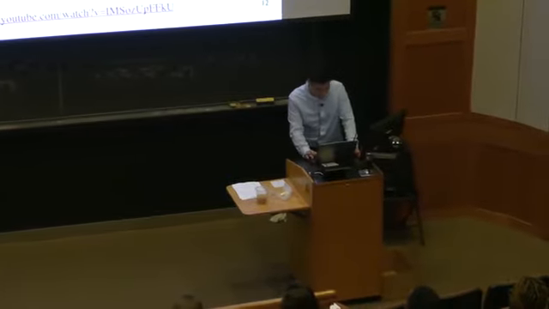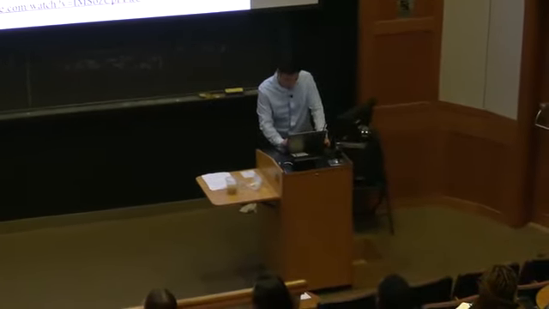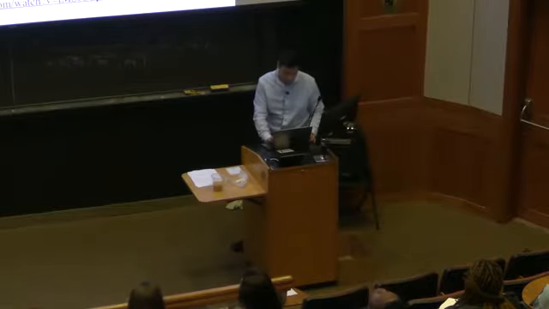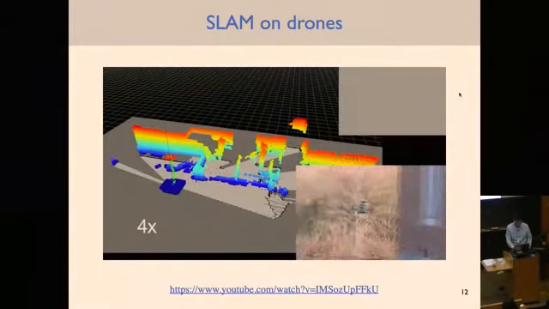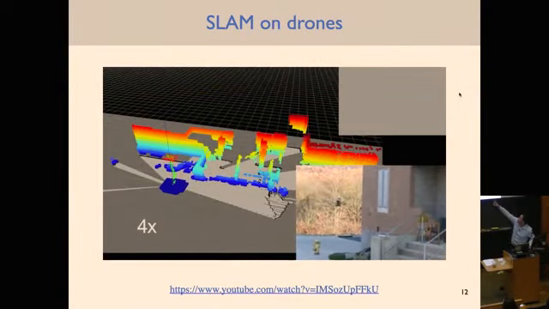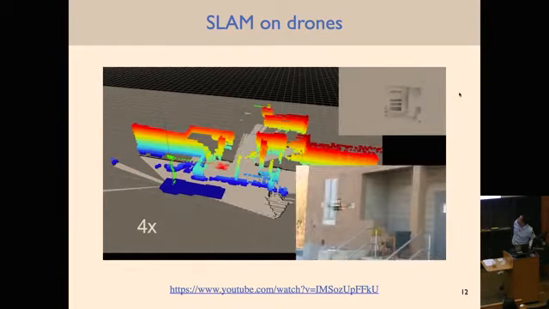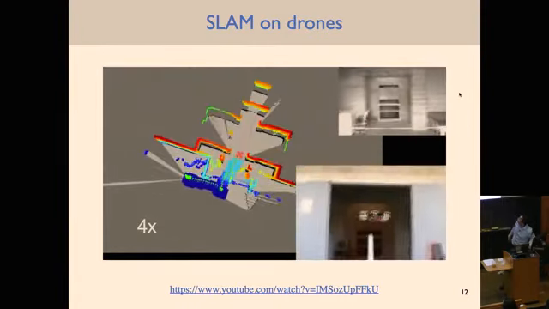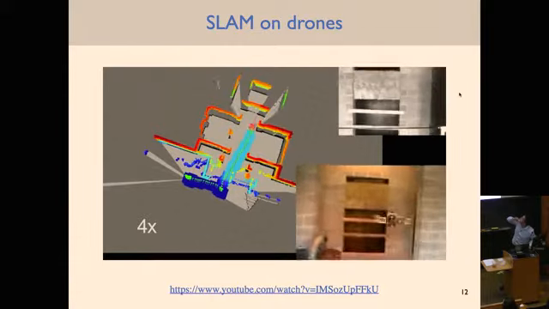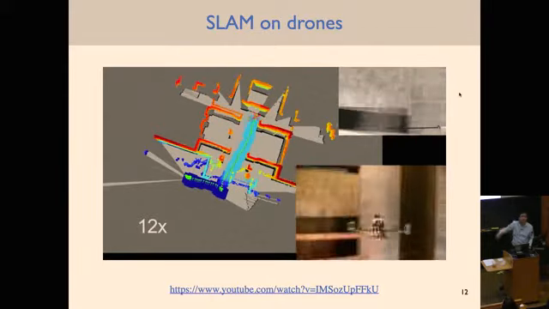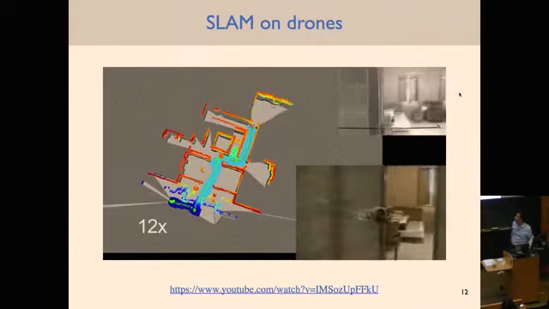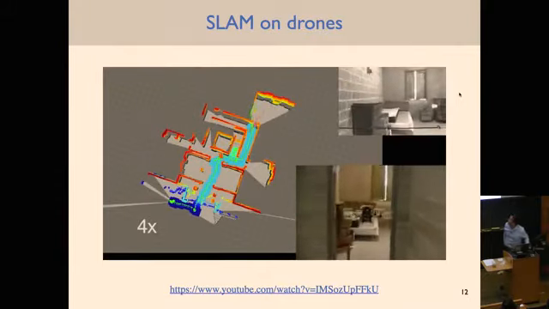Okay, so let's look at some more sophisticated implementations. This is from the GRASP lab at UPenn. This was from a few years ago, where they're doing SLAM indoors. The right is the third-person view. Top right is the first-person view, so there's a camera on the drone, and the video on the left is showing the map that the robot is building as it goes along.